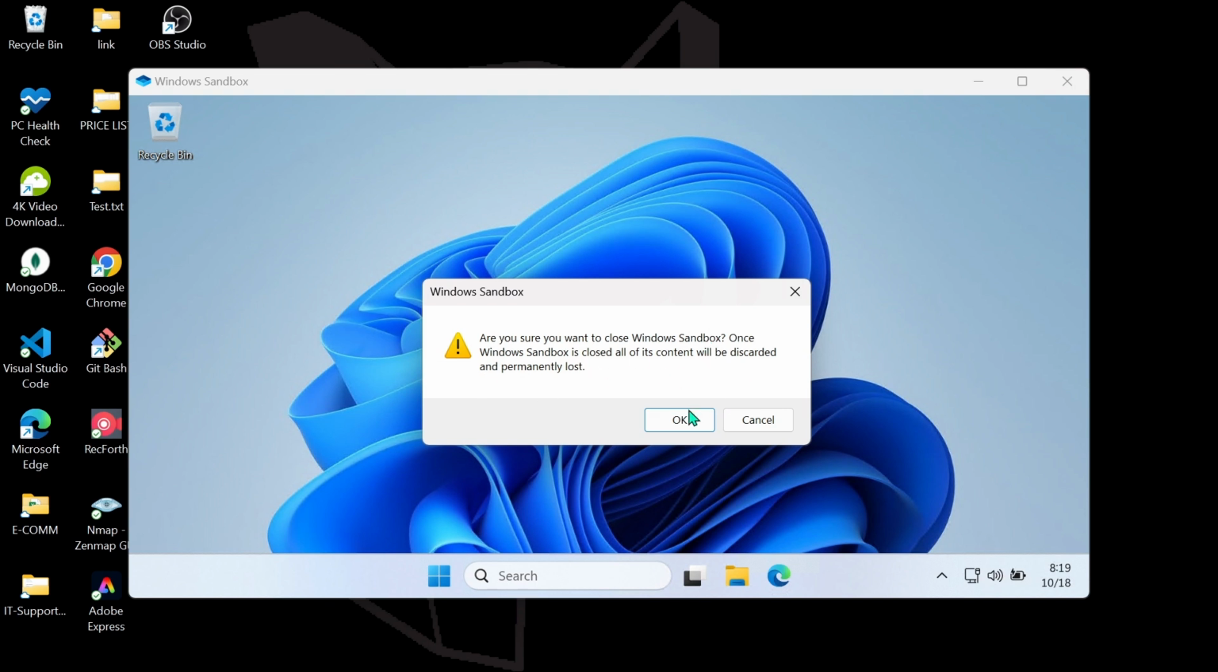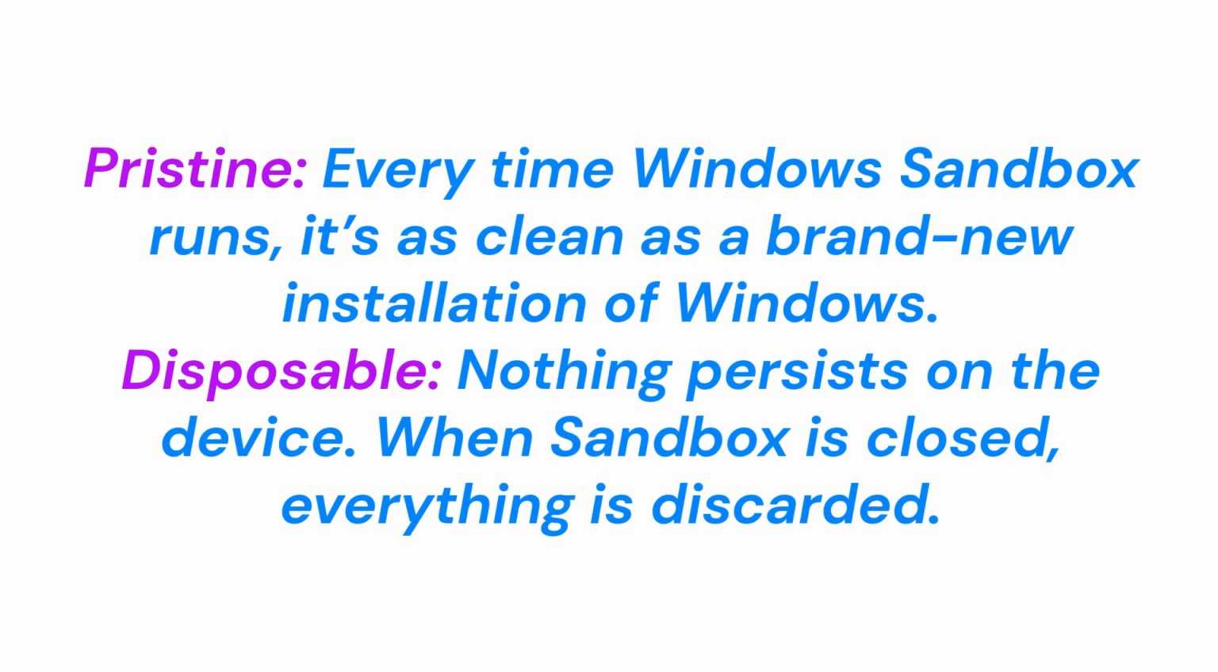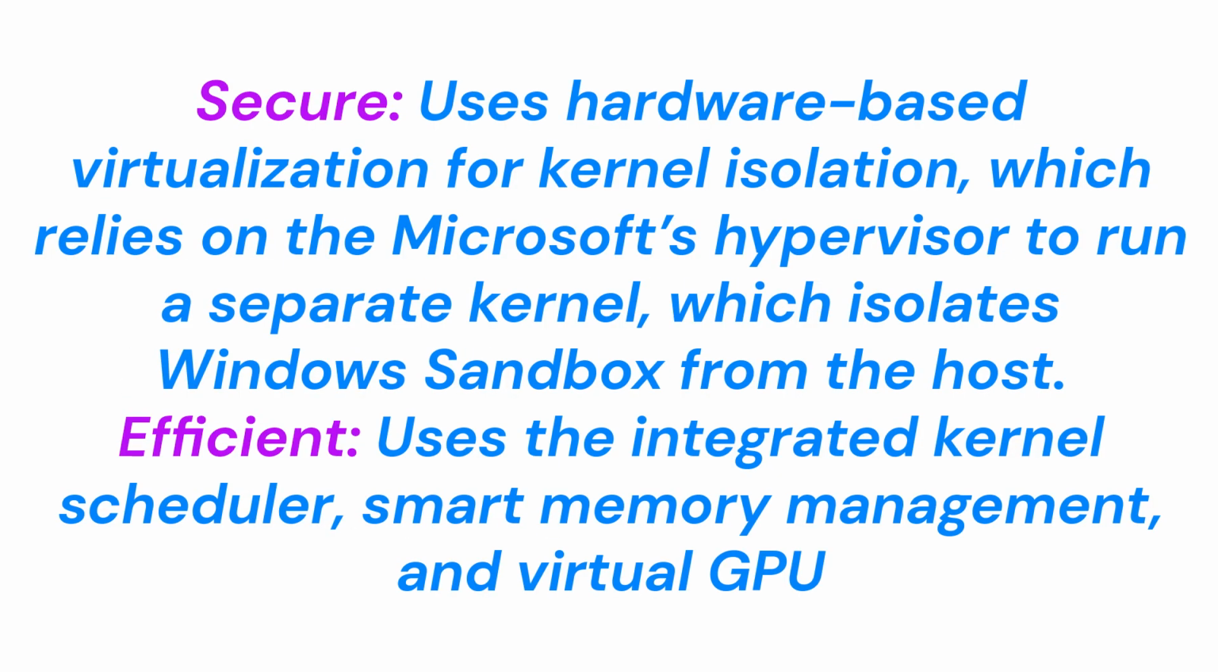Windows Sandbox includes the following characteristics. Pristine. Every time Windows Sandbox runs, it's as clean as a brand new installation of Windows. Disposable. Nothing persists on the device. When Sandbox is closed, everything is discarded. Secure. Uses hardware-based virtualization for kernel isolation, which relies on the Microsoft hypervisor to run a separate kernel, which isolates Windows Sandbox from the host. Efficient. Uses the integrated kernel scheduler, smart memory management, and virtual GPU.